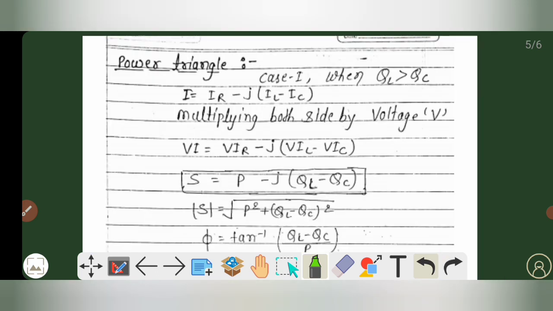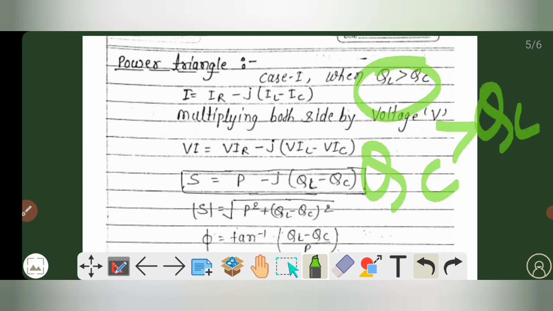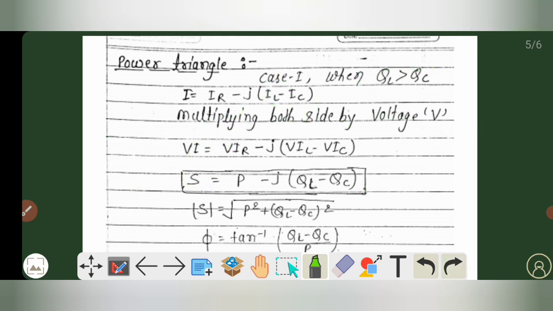Now we will discuss the next thing, that is the power triangle. As we know, there are three cases in drawing the phasor diagram and the admittance triangle. So here there will also be three cases: the first case is if QL is greater than QC, the second case is if QC is greater than QL, and the last case is if QC is equal to QL. This is the first case.